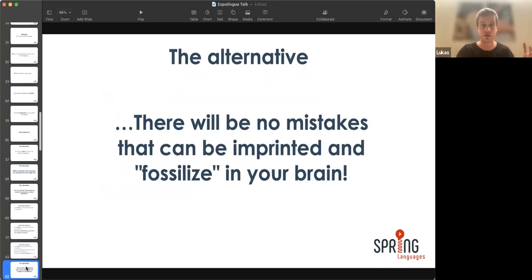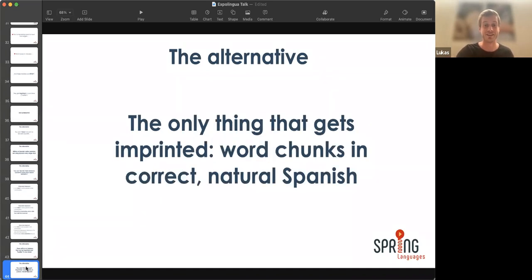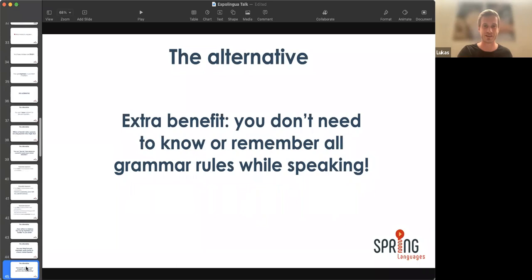And if you do that, nothing holds you back from saying the same thing yourself. And there will be no mistakes that can be imprinted and fossilized in your brain, right? Because you're actually hearing correct, natural Spanish that native speakers use. And you don't have to guess if it's correct or not. You don't have to be insecure about anything. You know it's correct because you heard a native speaker say it, right? And the only thing that gets imprinted in this way, or gets fossilized if you want, is word chunks in correct natural Spanish. An extra benefit is, of course, that you don't need to know or remember all grammar rules while speaking. If you've heard a native speaker say something, you can just say the exact same thing.